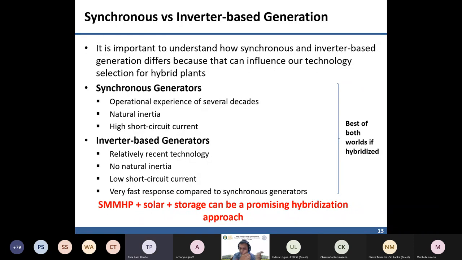So I gave you an example of trying to use a hybrid asset for Blackstart. So Blackstart typically takes a very long time in today's context. But if you have these inverter-based assets hybridized with a synchronous resource, you might be able to provide that large current that you need for energizing the grid, but at the same time, get Blackstart fast. So that's an advantage that you can get. And that's where I think there's a promising area of research and development on trying to hybridize small, medium, micro hydropower plants that have synchronous machines or conventional machines attached to them with solar and storage assets so that you can get the best of both worlds when you hybridize them.